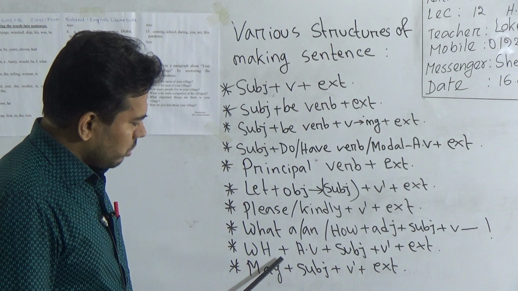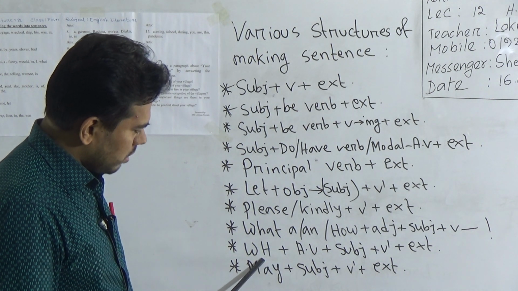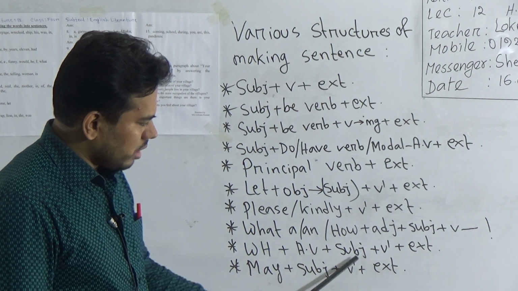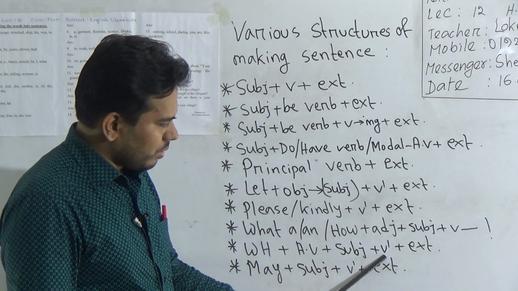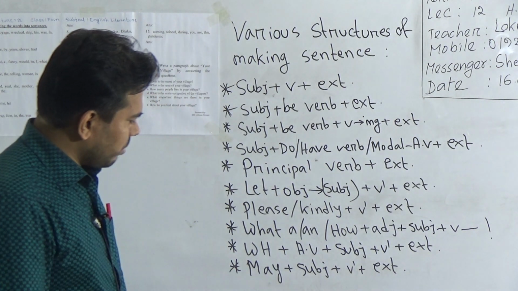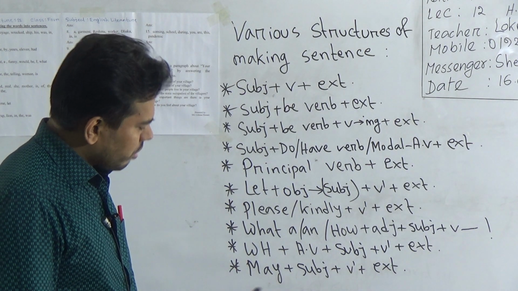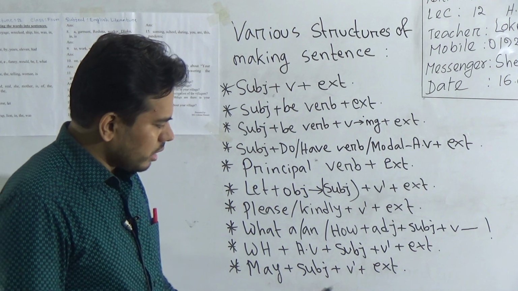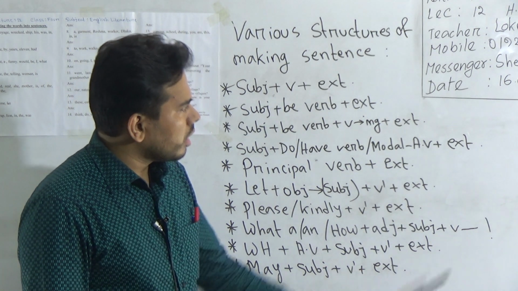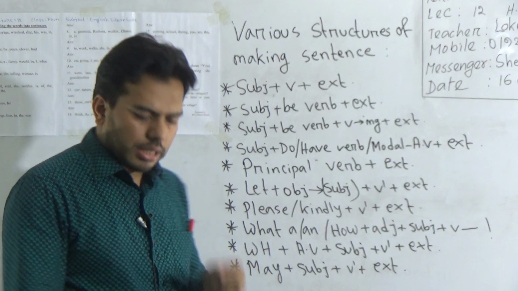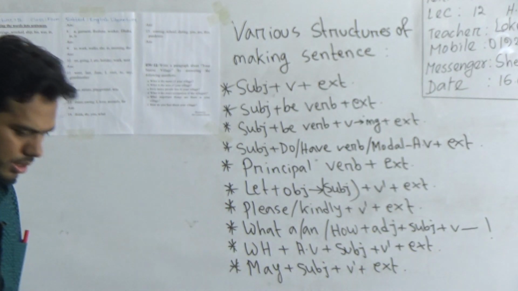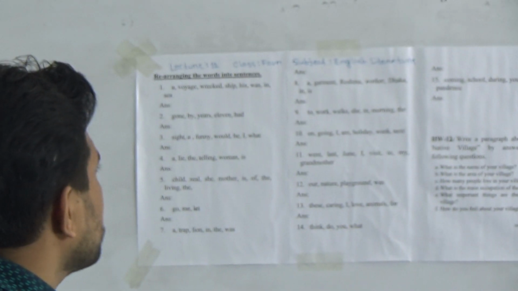Or if it is an interrogative sentence, then you can write the WH question first, then auxiliary verb, then subject, then verb present form and extension. Or if it is an optative sentence, then you need to write first may, then subject, then verb 1 or extension. In these ways we can arrange our words into a sentence. So now let's start applying these rules in our exercise.